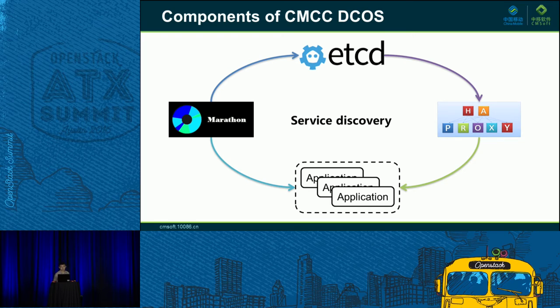Secondly, we also monitor etcd. When registration information is updated in etcd, we can use the latest information to configure the HA proxy and reload HA proxy again. Then the request of the application will be dispatched to the right application instance. For example, the instance created.